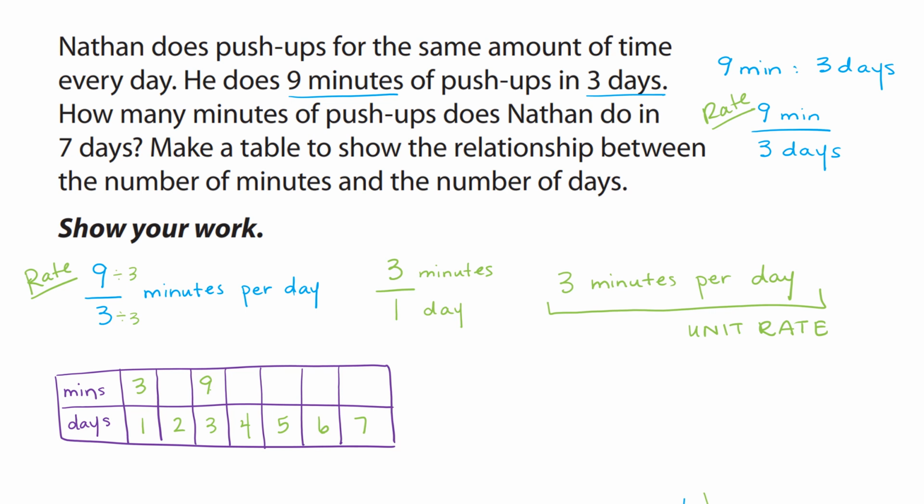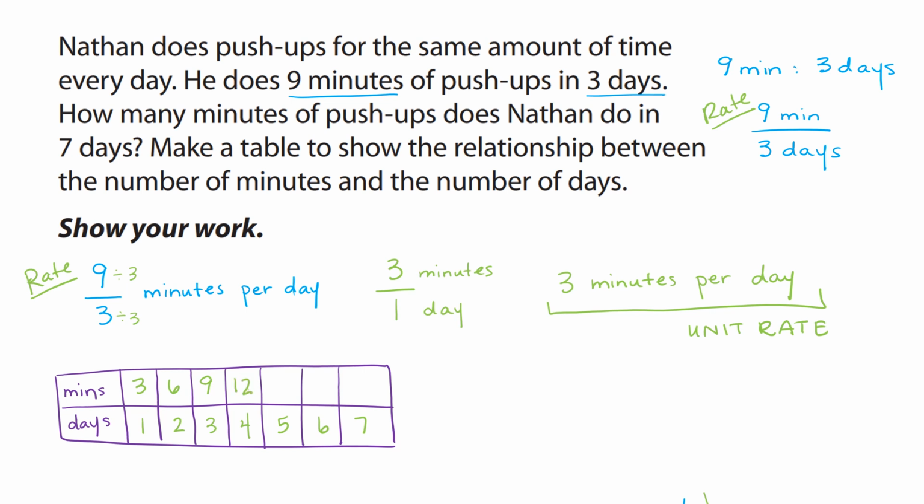So on day 1, we know that the unit rate is 3 minutes. Well, on day 2, he's going to have done twice the number of minutes of push-ups. So 2 times 3 is 6 minutes of push-ups on 2 days. For 3 days, he's going to do 3 times as many. So 3 times 3 is 9 minutes of push-ups on 3 days. 4 days will be 4 times as many. 3 times 4 is 12 minutes of push-ups.